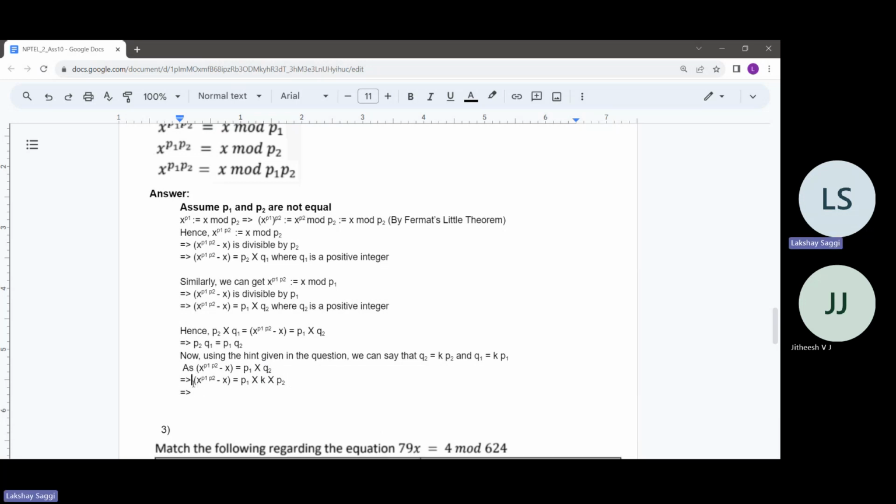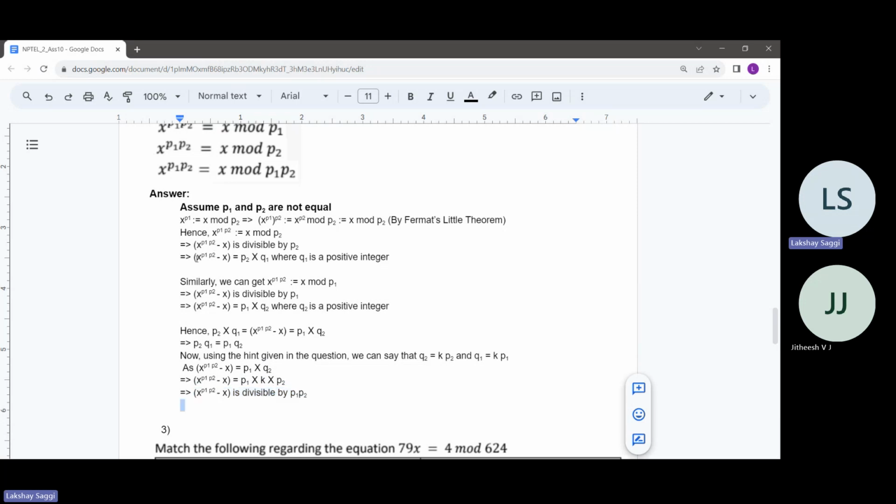that x raised to power P1 P2 minus x is actually divisible by P1 times P2 also, because this K is an integer. So x raised to power P1 P2 minus x is divisible by P1 times P2. I hope this is clear, like why this is the case: we had P1 times P2 in this factor, so that's why this is divisible by P1 times P2.